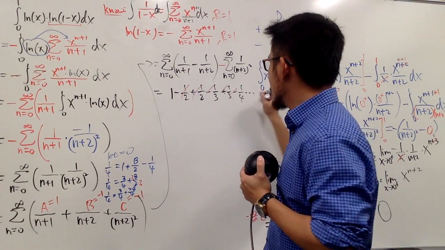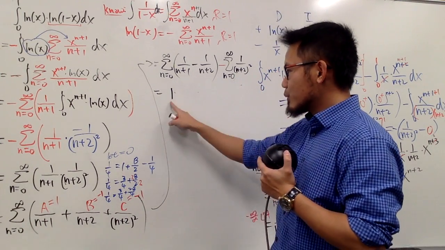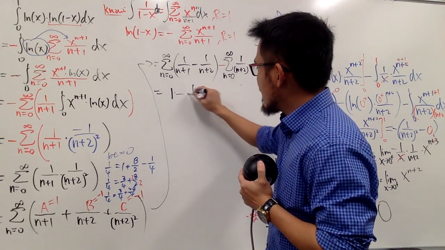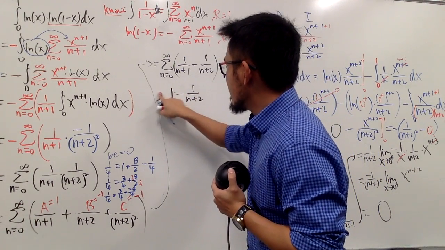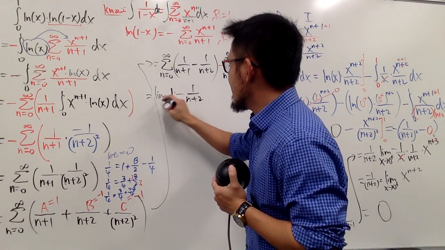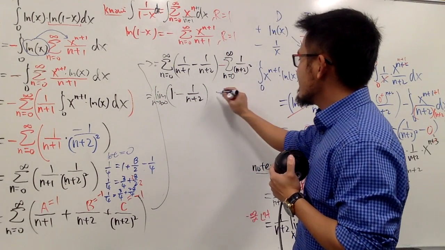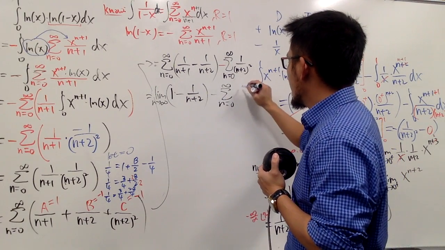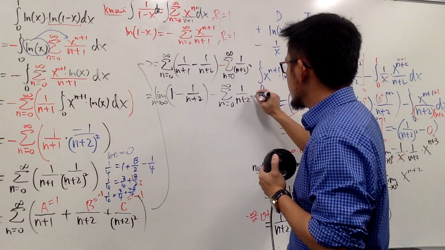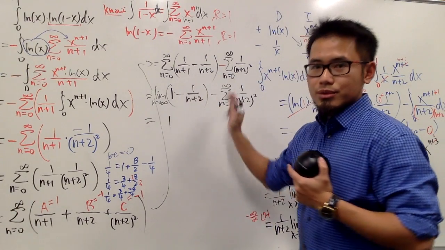And you will end up collapsing all this. You just have the first term, which is 1, minus this guy, 1 over n plus 2, for the nth partial sum. And you take the limit, okay? The limit as n goes to infinity of this part. And deal with this guy. This is the sum when n goes from 0 to infinity of 1 over n plus 2 squared. Okay, this is easy. This is 1, we're done, because this goes to 0.